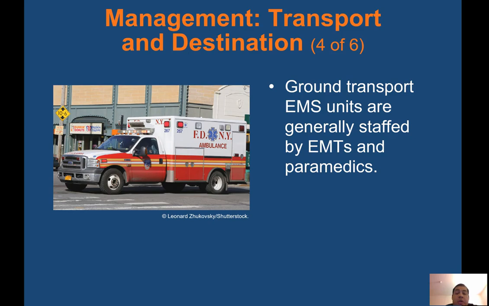So ground transport EMS units are generally staffed by EMTs and paramedics. So this also depends on what county you guys work in. This county we run EMT and medic. So 2 people to a rig. Some counties run dual medics. Santa Cruz used to do dual medics. They switched it over within the past 10 months or so, past year. So now it's EMT medic. Sometimes you're only going to get 2 EMTs on an ambulance. Just depends on where you work and which county you're in.